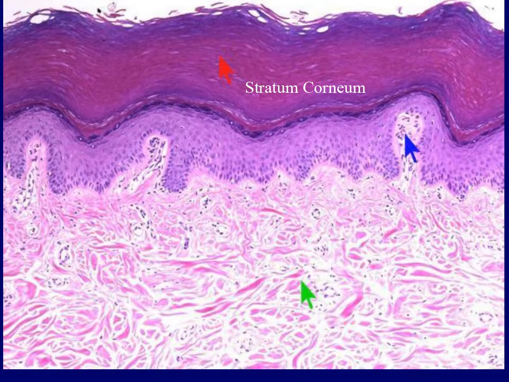Now below that, the blue arrow shows the papillary region of the dermis. Remember, the papillary region contains areolar connective tissue, which contains blood vessels and also sensory receptors as well. And finally, the green arrowhead here indicates the reticular dermis, which is composed of dense, irregular, fibrous connective tissue. And remember, this is connective tissue where the fibers were oriented in all different directions.